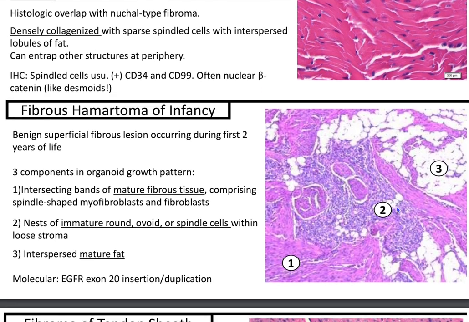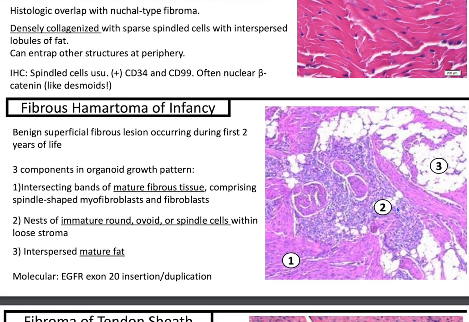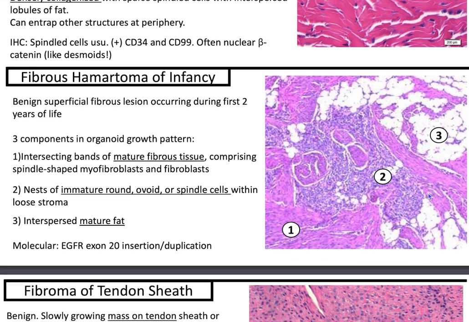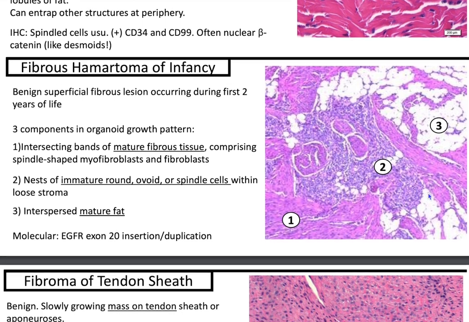Fibrous hamartoma of infancy. This usually occurs during the first 2 years of life. It's a benign superficial fibrous lesion, and there are 3 components in this organoid growth pattern. Number 1, as you can see here, you'll see these intersecting bands of mature fibrous tissue. It has these spindle-shaped myofibroblasts and fibroblasts. Number 2, you'll have nests of immature round, ovoid, or spindle cells within the loose stroma. And number 3, you'll have interspersed mature fat. Molecularly, you'll have an EGFR exon 20 insertion/duplication.